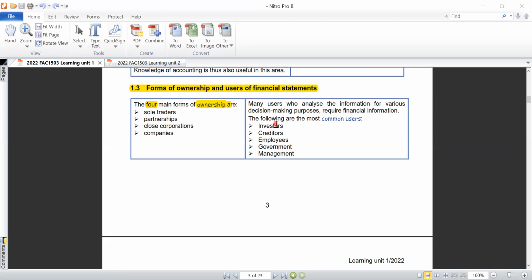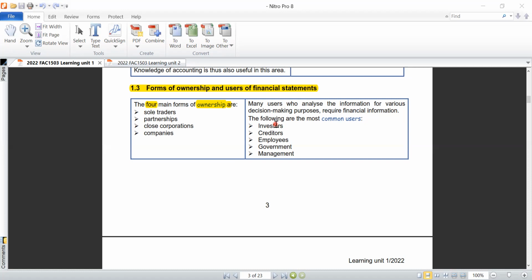That's investors. Creditors are the ones that give loans or sell items on credit to the business. When they look at your financial statements, the one fact they want to establish is whether the company is liquid and solvent, or in other words, whether you are able to afford to repay the liability that you owe them. That's why creditors are interested in financial statements.